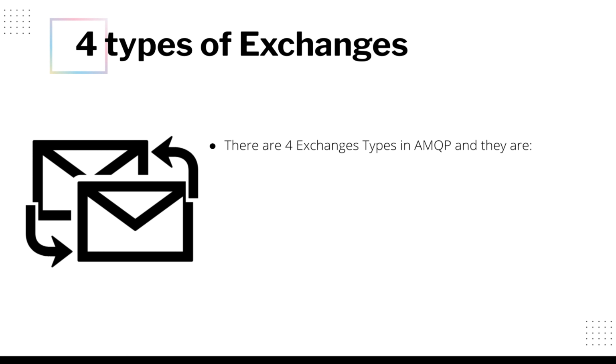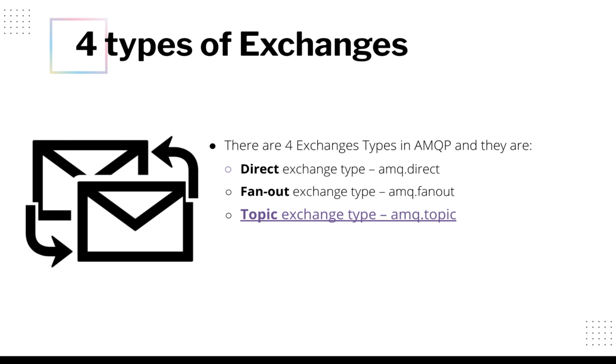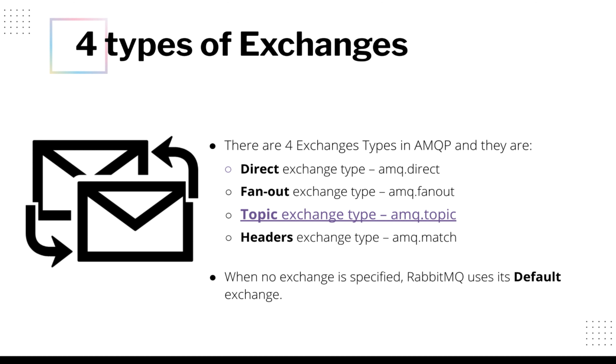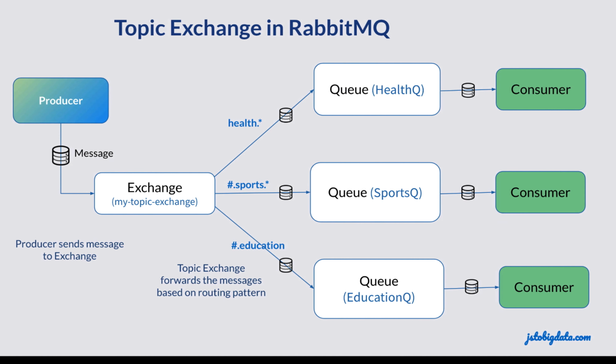You already know the four types of exchanges in AMQP: direct exchange, fanout exchange, topic exchange and headers exchange. Whenever we do not specify any exchange exclusively, RabbitMQ uses its default exchange. I already talked about the direct exchange and fanout exchanges in the previous tutorial. In this video, I will talk about topic exchange. You will learn to bind a queue with a topic exchange using a routing key pattern.